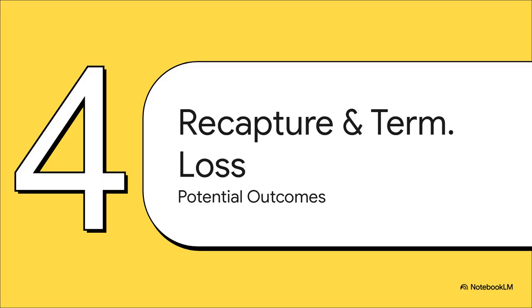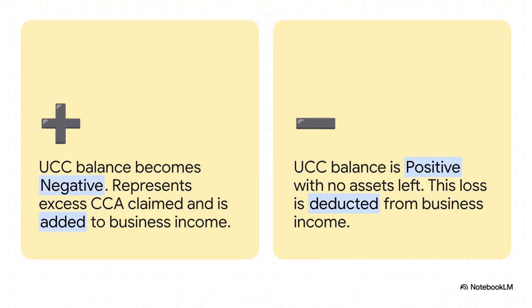So once you apply that lesser of rule, the UCC balance is going to change. And that change can lead to one of 2 immediate tax consequences. You'll either have what's called a recapture of CCA or a terminal loss. This table lays it out perfectly. They're really just 2 sides of the same coin.